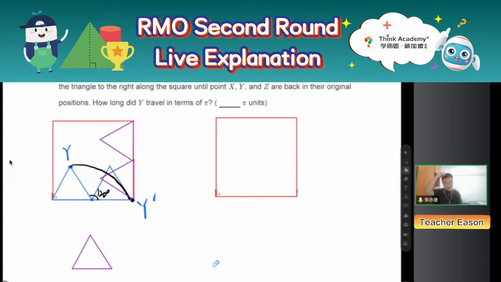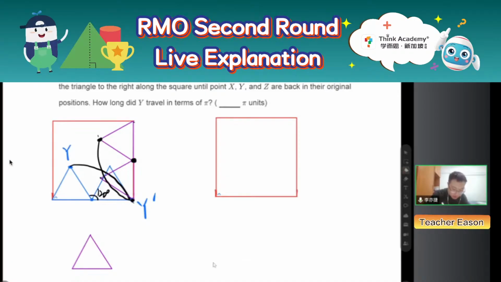Right? Rotate the triangle here. And then where's the y now? So now you would see that this point remains unchanged. So this point goes here, y goes here. So this is the new y prime prime.